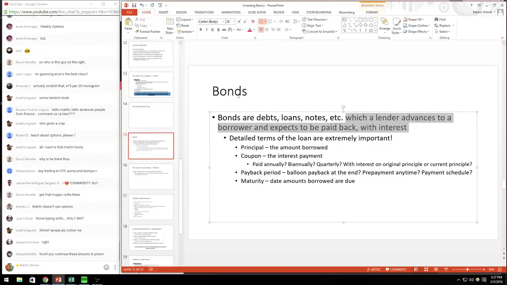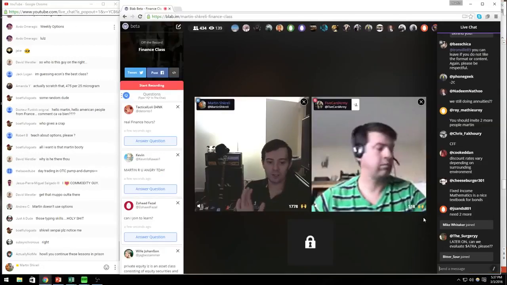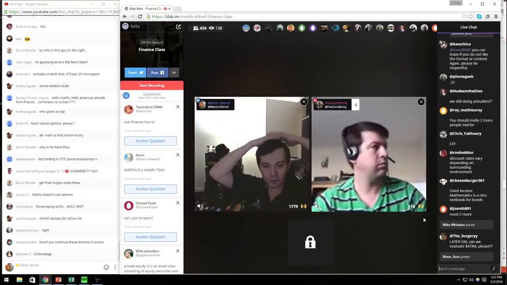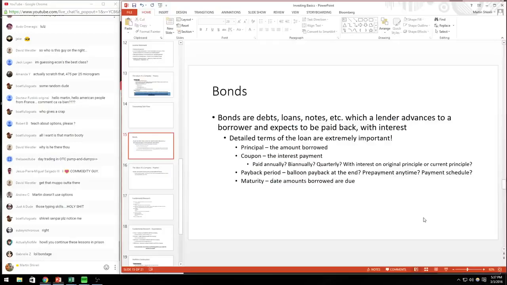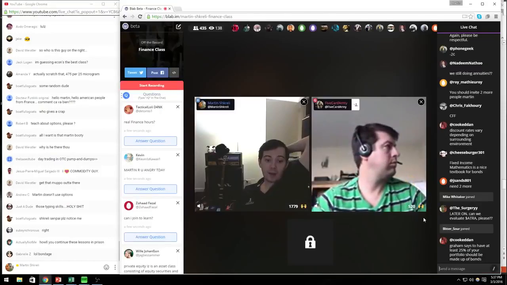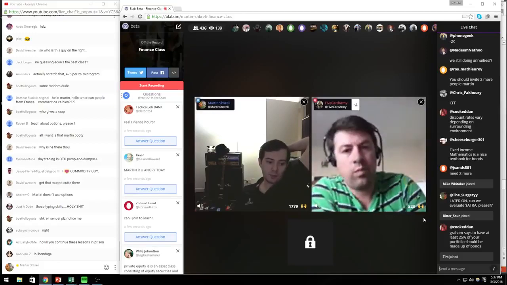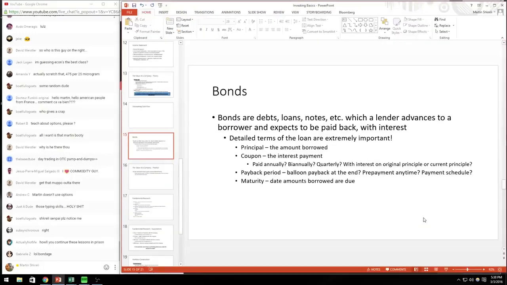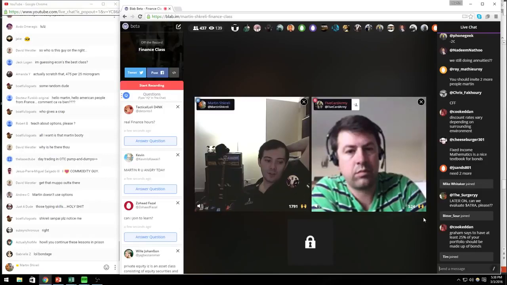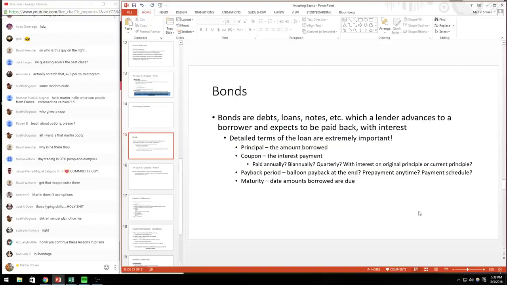Well, a bond is a debt, a loan, a note, any kind of instrument like that. It's a contract where a lender advances to a borrower funds. The lender gives the borrower funds, millions of dollars usually, and expects to be paid back with interest. It's a loan. It's a debt. That's what a bond is. Now the details and the terms, what we call the terms of that loan, are very important. We've got a couple of key things.